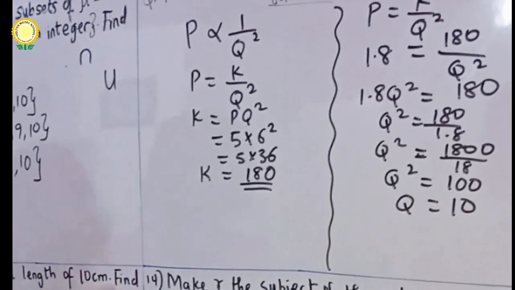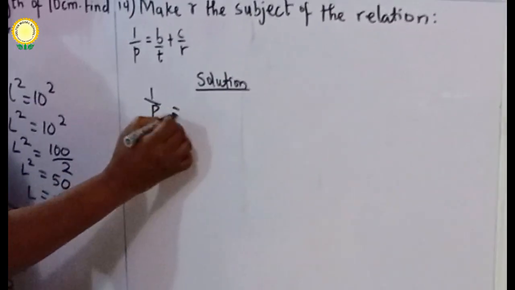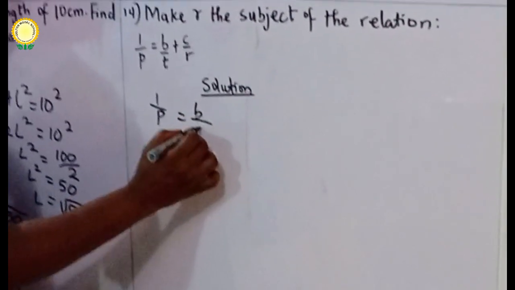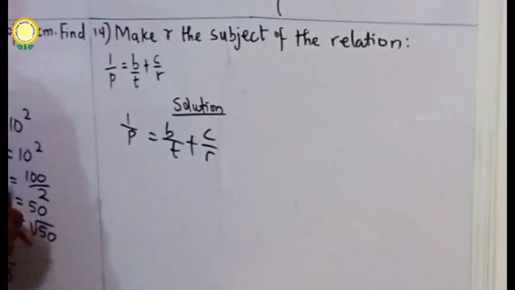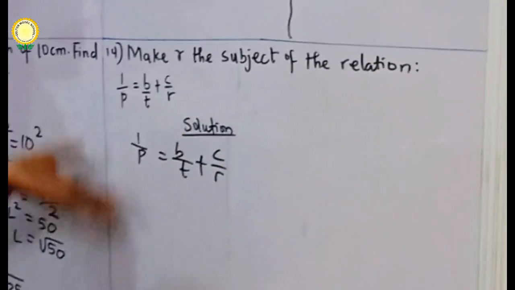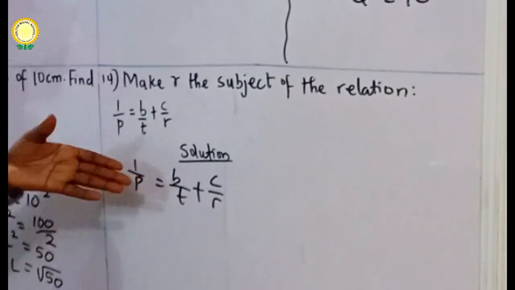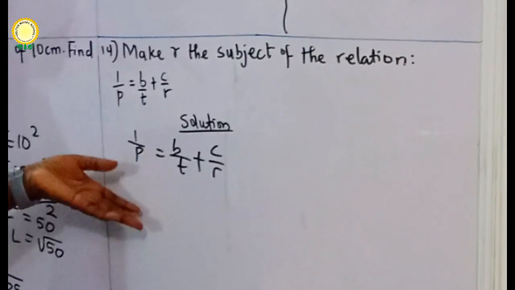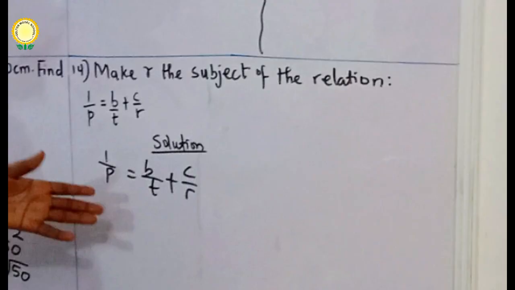The next question, question 14. Make the subject of the relation this. Okay, this equation, we want to make R the subject of the formula. So we have 1 over P equals B over T plus C over R. Multiply through by the LCM. The LCM in this case, because we are not dealing with numbers, we are dealing with variables, the LCM is PTR. Remember, the goal is not to find LCM. The goal is to solve this equation. So you don't have to start finding LCM.